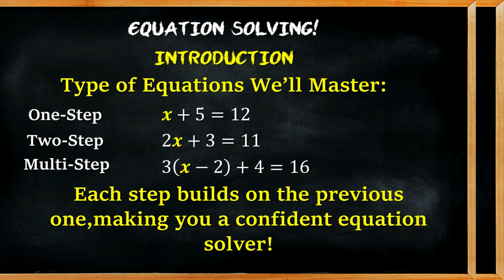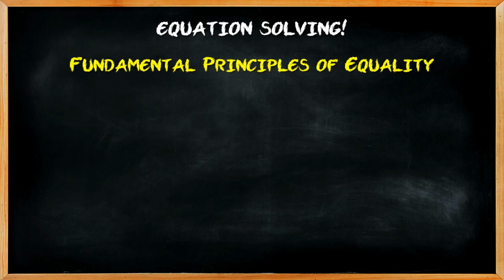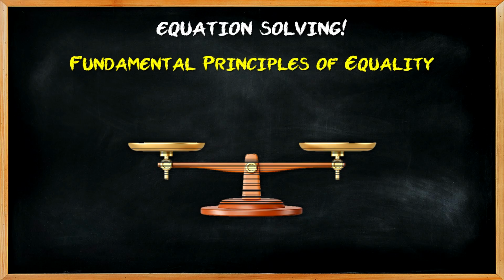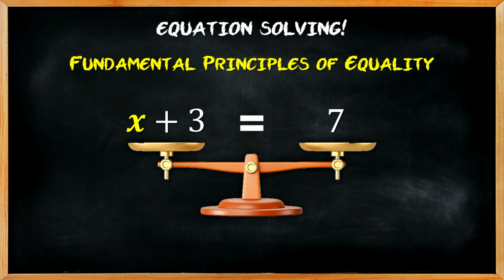To solve equations effectively, we must understand the fundamental principles of equality. These principles are the foundation that allow us to manipulate equations while maintaining their truth. Think of an equation as a balance scale. Both sides must have equal weight to maintain balance. When we have x plus 3 equals 7, both sides are in perfect equilibrium.